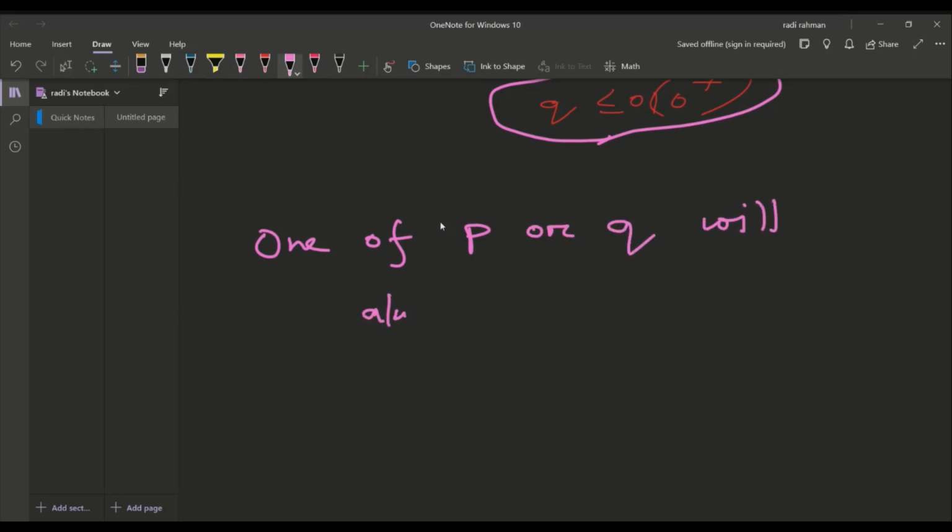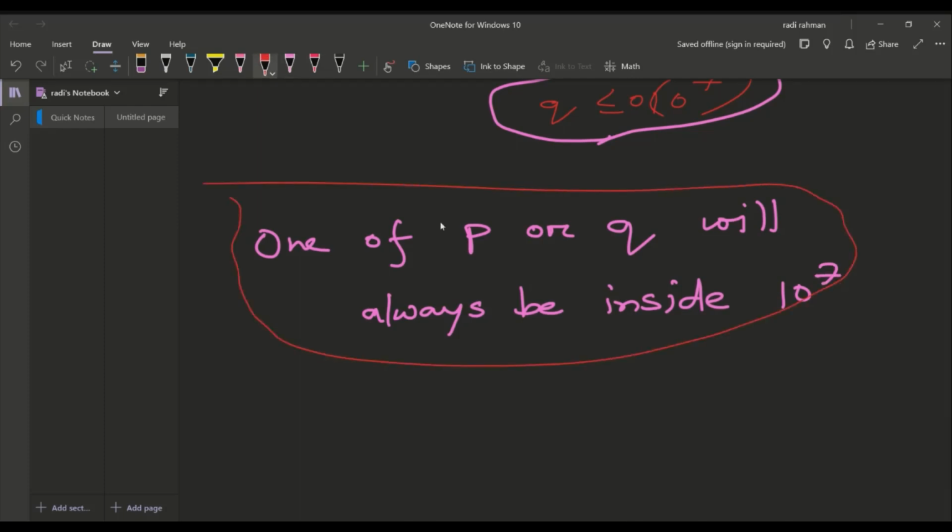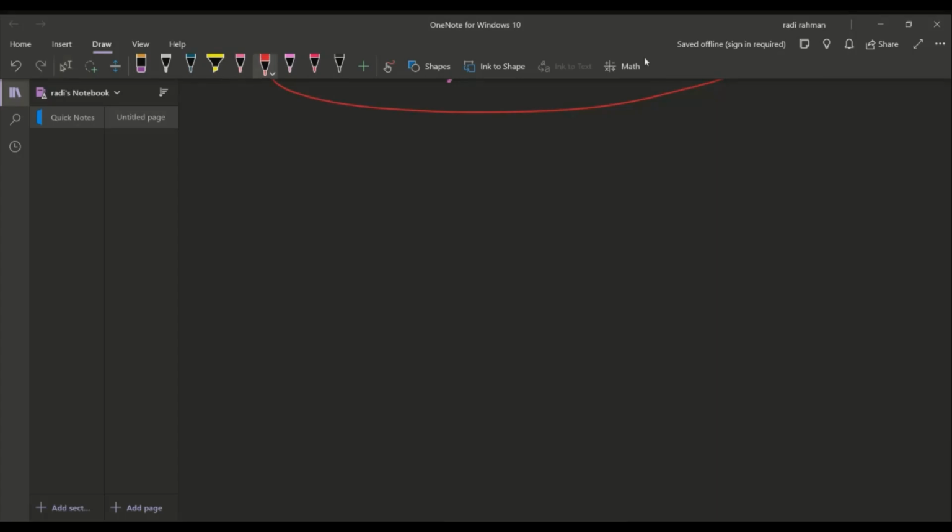will always be inside 10 to the power 7, right? So that is the most important observation for this problem. So if your p is greater than 10 to the power 7 or less than 10 to the power 7, in both cases one of your p or q will always be inside 10 to the power 7, right? So we have seen that one of p or q will always be inside 10 to the power 7. So then the solution is very easy.